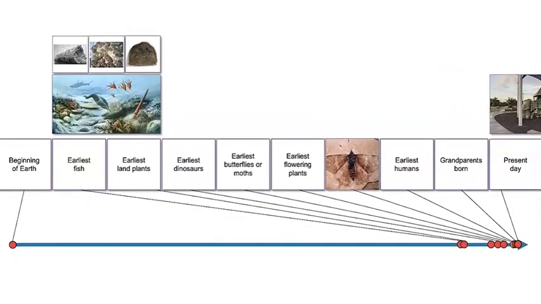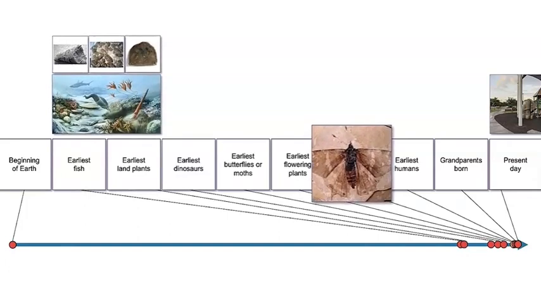Now that we have placed all of the other images on our timeline, I have some new questions. Do you think the environment in North America changed between the time when it was underwater and when this fossil formed? Do you think the butterfly's environment was more like the underwater era or more like the present day? How can we find out more? Let's explore this fossil further.